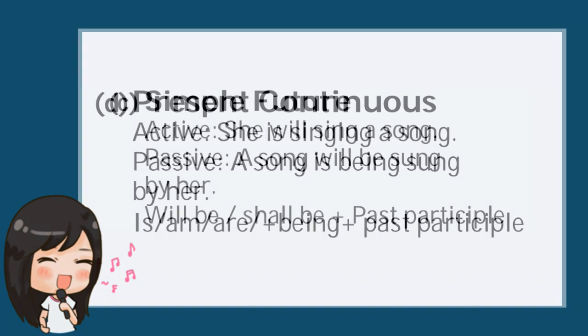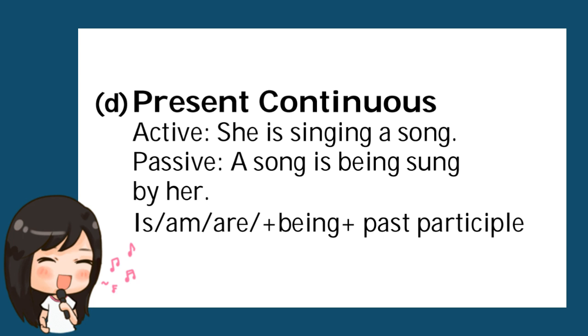Now we are moving to the next one, present continuous tense. In active voice, a sentence can be written as she is singing a song. Passive voice, a song is being sung by her. So the verb form is or am or are plus being, plus past participle.